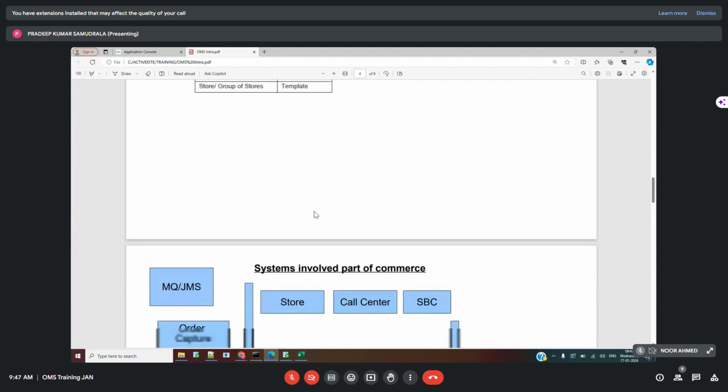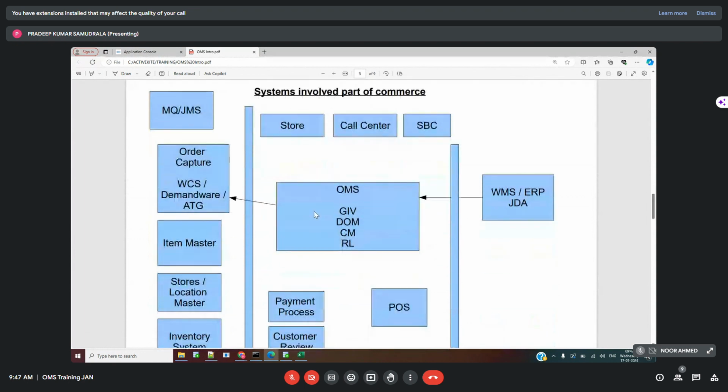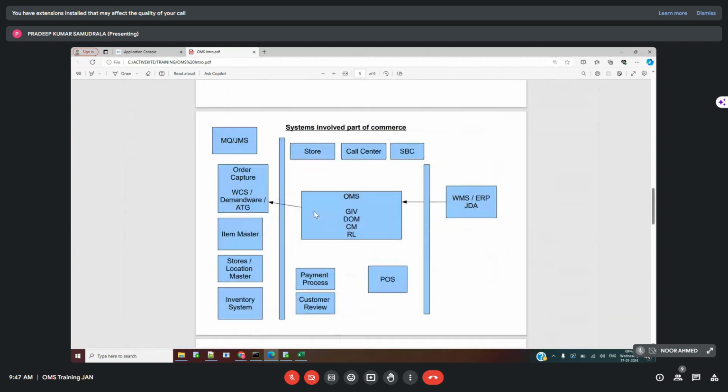Any doubts on the participants before we jump into the other part of it? Okay, great.